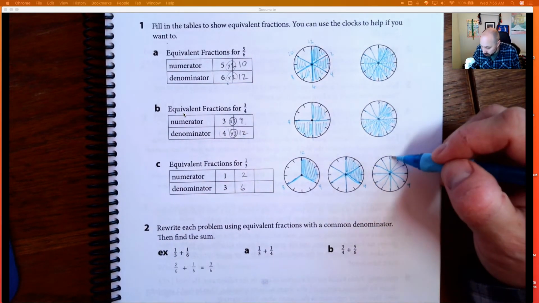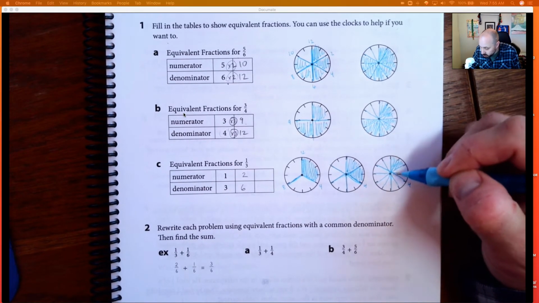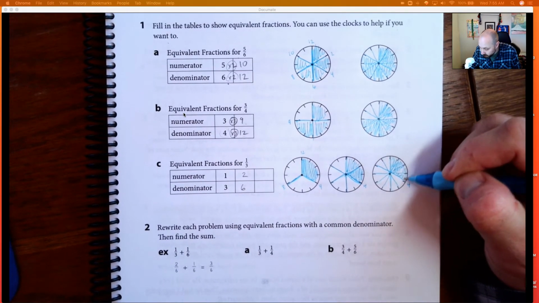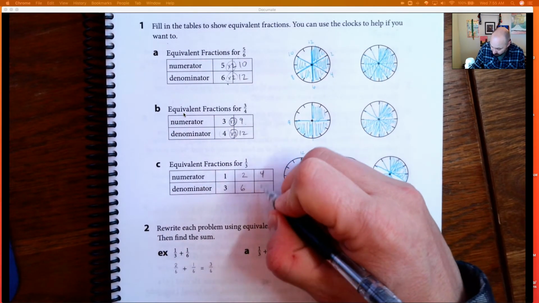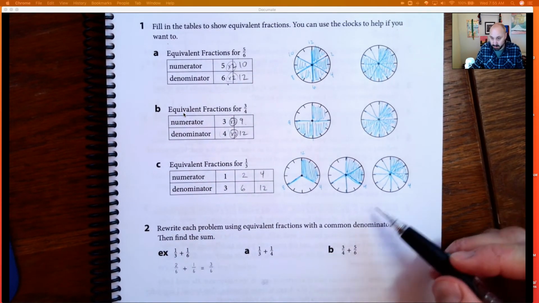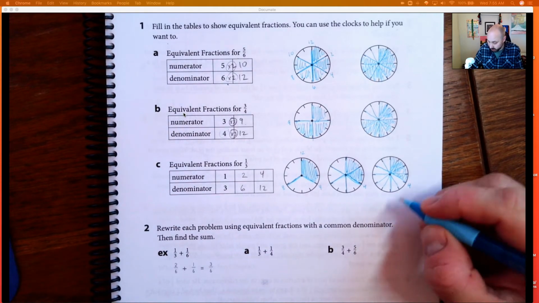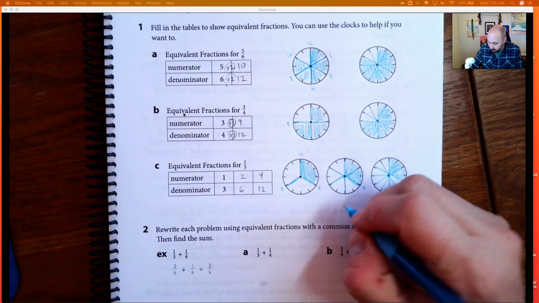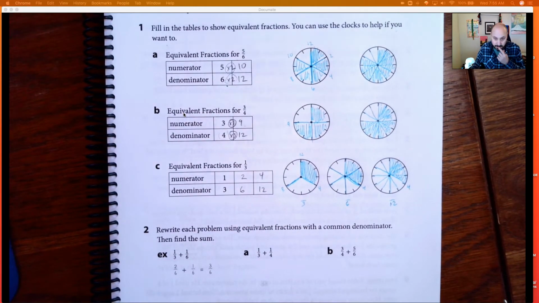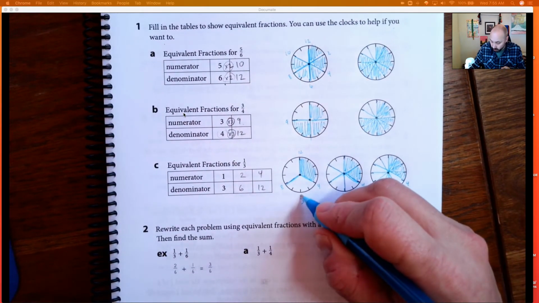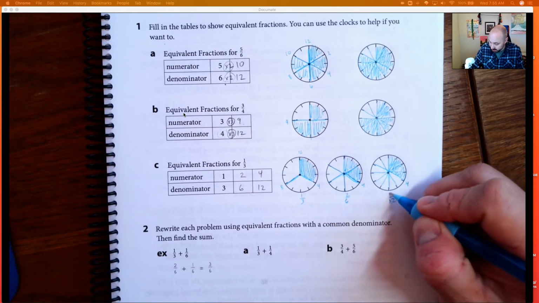So I'm going to shade in twelfths. I'm going to shade in 1, 2, 3, 4. So I have 4 out of 12 in my twelfths. So this clock over here is out of twelfths. This clock here is out of sixths. And this clock here is out of thirds. 1/3, 2 sixths, and 4 twelfths.